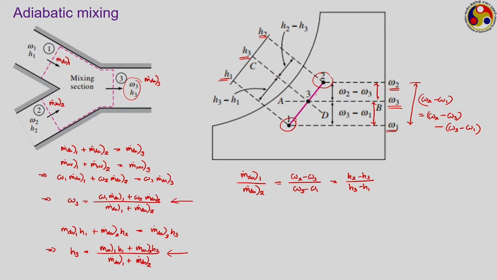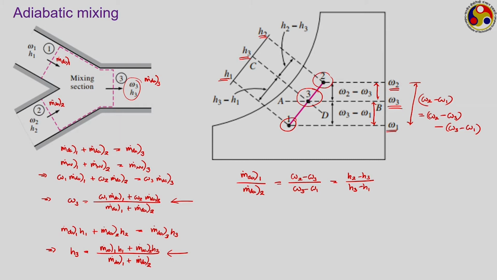That means the only position point 3 can have is the intersection of these two dotted lines, the one corresponding to omega 3 and the one corresponding to H 3. Only by changing the ratio of the mass flow rates for the dry air part can we change the position of point 3.